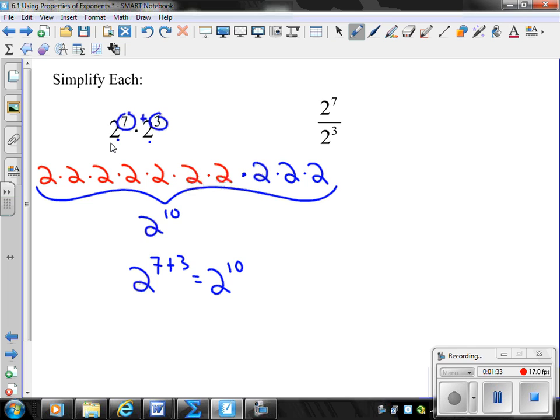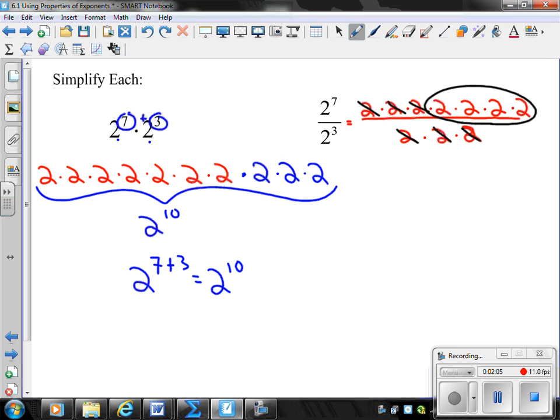Similarly with division, this again is saying the factor of 2 seven times, or the factor of 2 three times. And then because it's all multiplying in the numerator and all multiplying in the denominator, I can actually cancel all these pairs of 2 that I have in the numerator and denominator. And we're left with 4 factors of 2 up top. So we can say that this is 2 to the 4th.